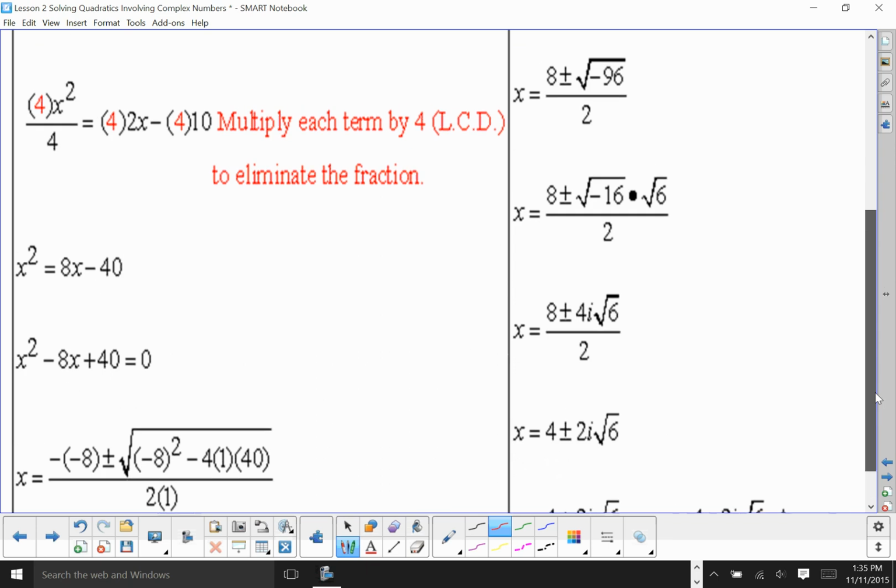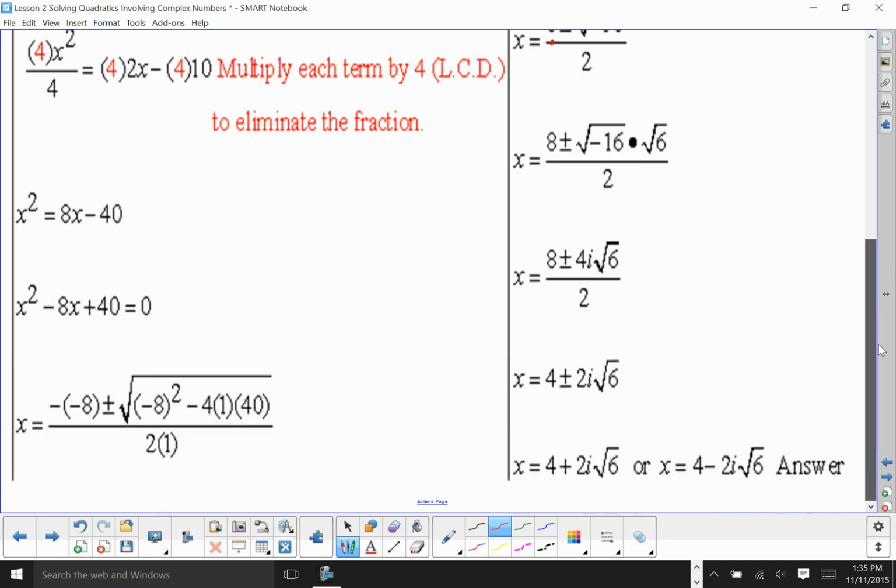Simplify it. Remember, take care of simplifying the negative and negative. That's your positive. The negative 8 quantity squared is 64 minus 4 times 1 times 40. You wind up with negative 96 under the radical. Negative 96, when you put it in simplest radical form, the negative 16 breaks out and you get the 4i. Simplify your fraction. And here's your answer in a plus bi form.